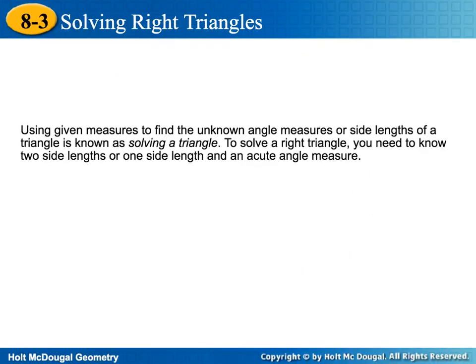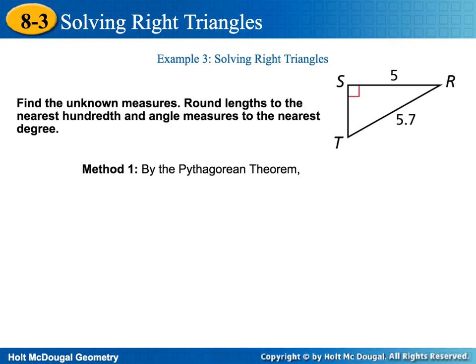All right, using given measures to find the unknown angle measures or side lengths of a triangle is known as solving a triangle. So that was the objective. That's the title of the chapter. So that's what we're going to be doing. To solve a right triangle, you need to know two side lengths or one side length and an acute angle measure. So let's find this. Find the unknown measure. Round lengths to the nearest hundredth and angle measures to the nearest degree.